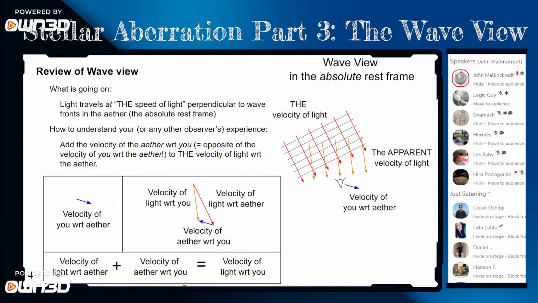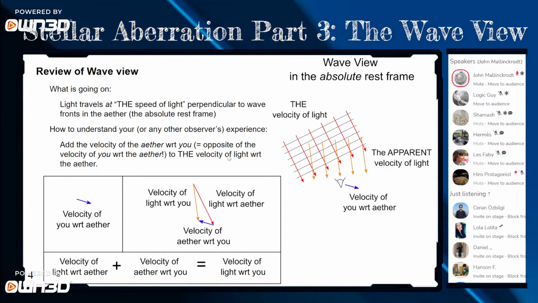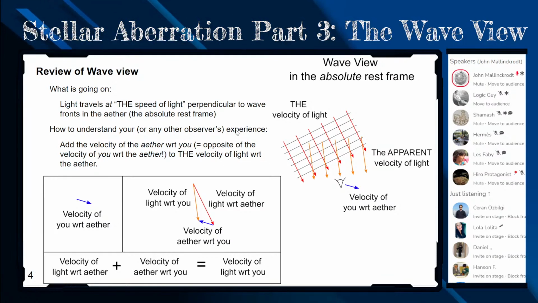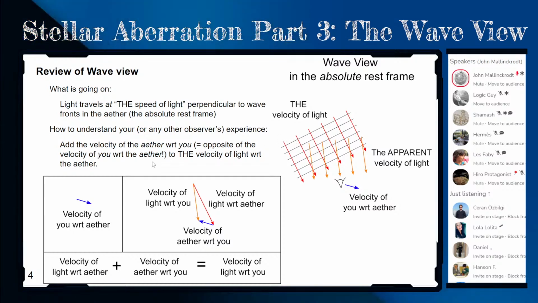And so that's what you do, and you get the velocity of the light with respect to you as it shows there. And you would do that now for any observer, right? Notice that an observer that's at rest with respect to the ether is just going to see the velocity of light with respect to the ether. There's no velocity to add. But for any other observer, we just go through this process.